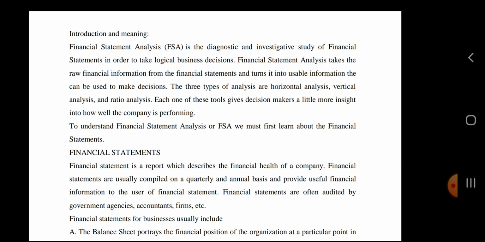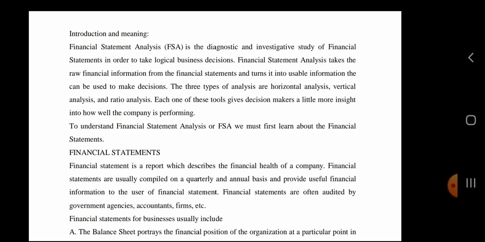financial statement analysis. Okay. In today's lecture we are going to understand the meaning of financial statement analysis and financial statements. So here, introduction and meaning. Financial statement analysis, that is FSA, is the diagnostic and investigative study of financial statements in order to take logical business decisions. Financial statement analysis takes the raw financial information from the financial statements and turns it into usable information that can be used to make decisions.